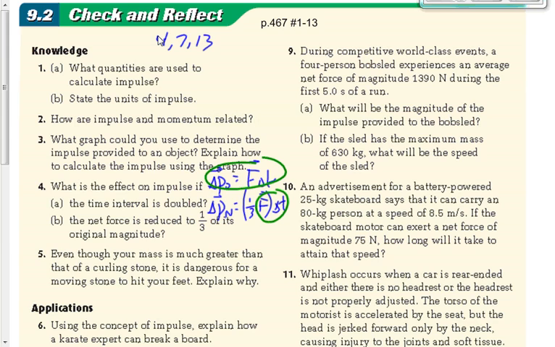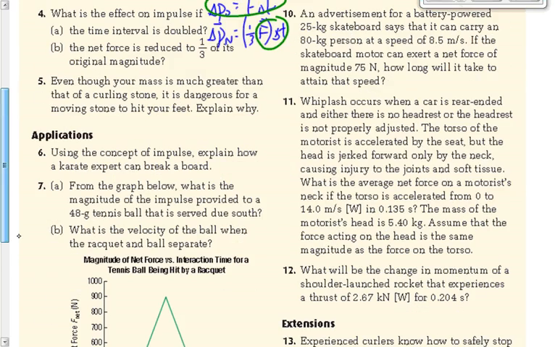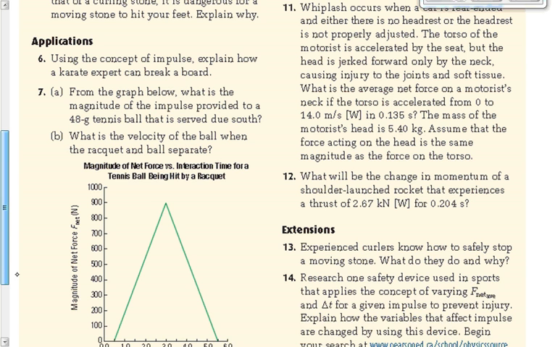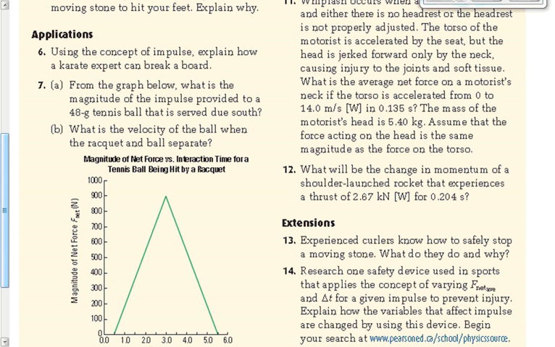Okay, 7. 7 says, oh, look at that. Right away I see in 7b, I don't even know what they're asking in 7a or b, but I see a graph, an f versus t graph, in fact. So what's the first thing that should come to my mind when I see that f versus t graph? 3 words. Area equals impulse, right? Area equals impulse. As I read through this, from the graph below, what is the magnitude of the impulse provided to a 48-gram tennis ball that's served due south? Let's circle that in red, actually.